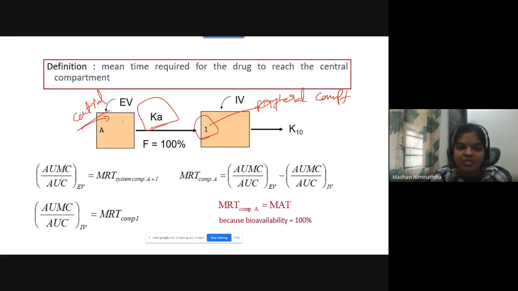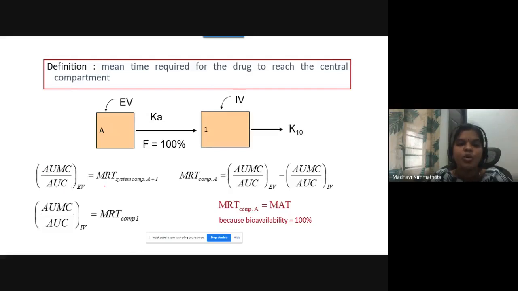In extravascular administration, your drug will be transported from the central compartment to the peripheral compartment. Here there is a chance to get a fraction of bioavailability of about 100%. In the case of intravenous infusion, the absorption will take place from the peripheral compartment, and it has an elimination rate as well. If you want to calculate the MRT for extravascular administration, you have to take AUMC divided by AUC. This will give you the MRT for the system, compartment A plus 1.